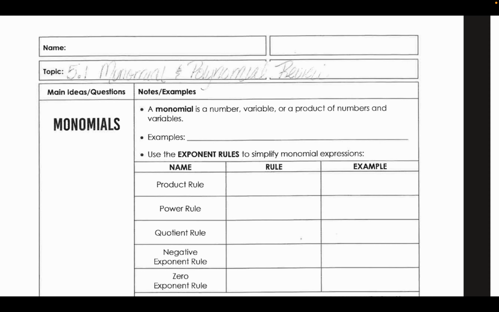Well, hi everyone, and welcome to Algebra 2, Section 5.1, Monomial and Polynomial Review. It was kind of faded there in the section title. That's what it's supposed to say.